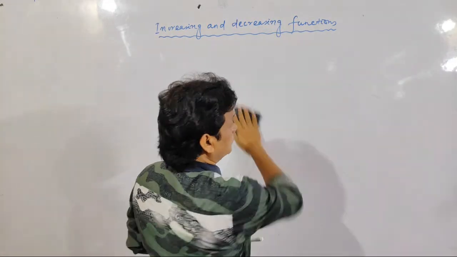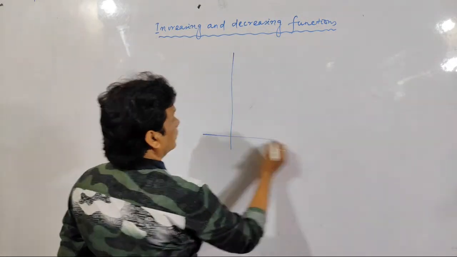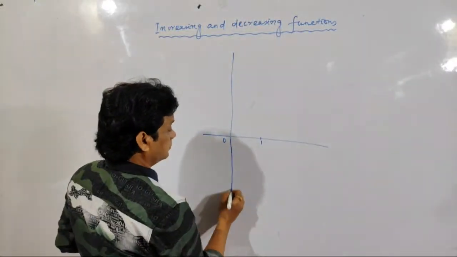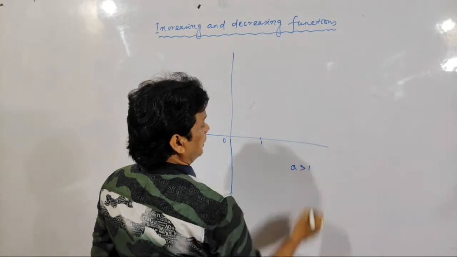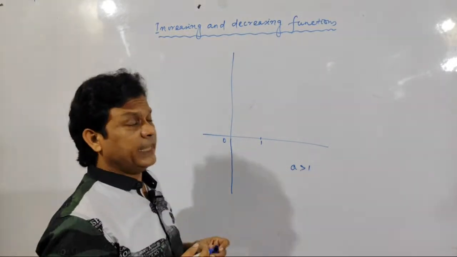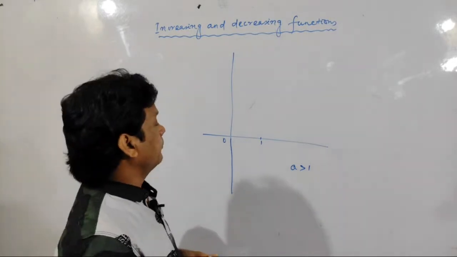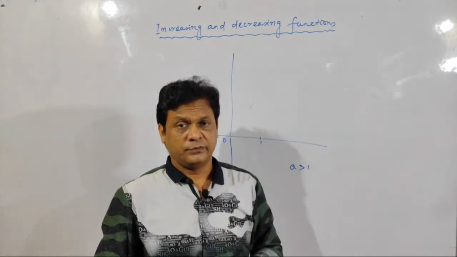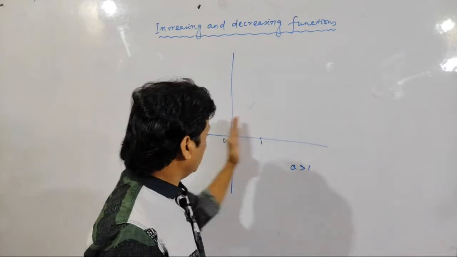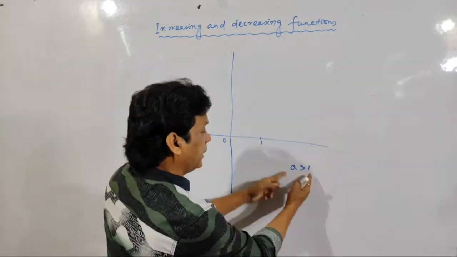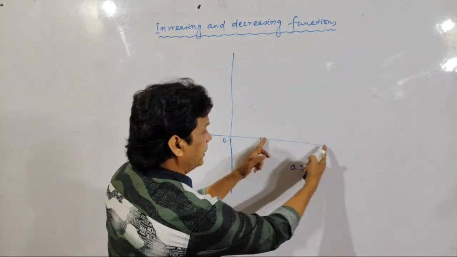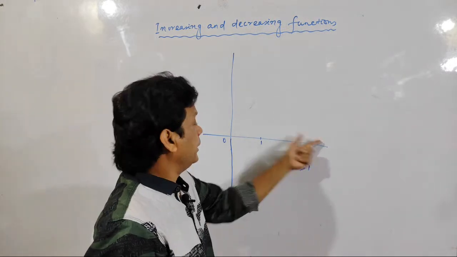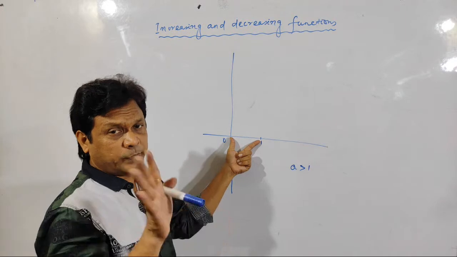Now again, a cannot be negative, I have already told you, so a is greater than 0 and unequal to 1. That means the value of a may lie between these two or between these two. Either a is greater than 1, or it may lie between 0 and 1. There are two possibilities.